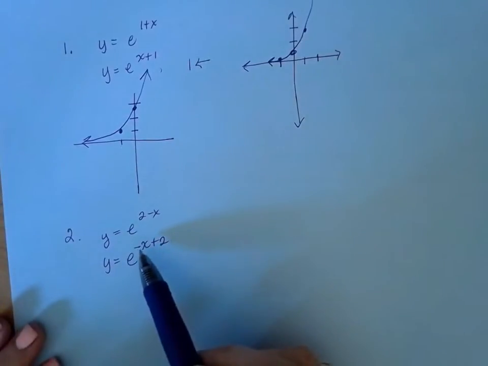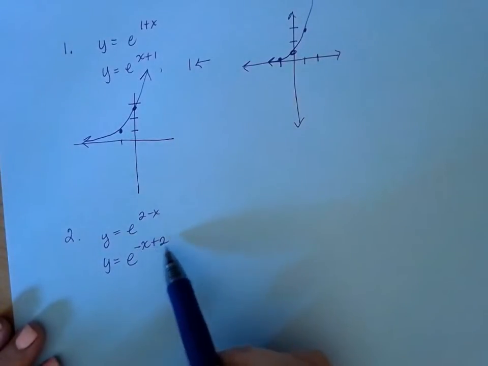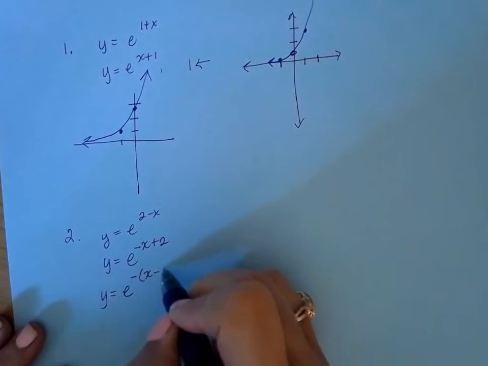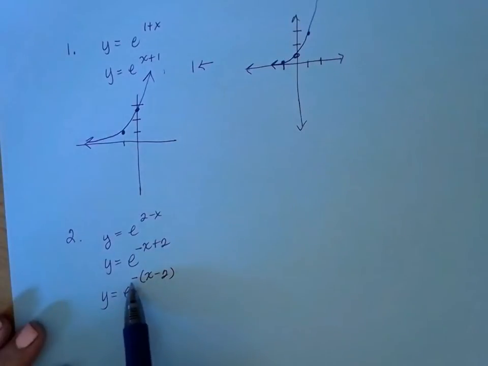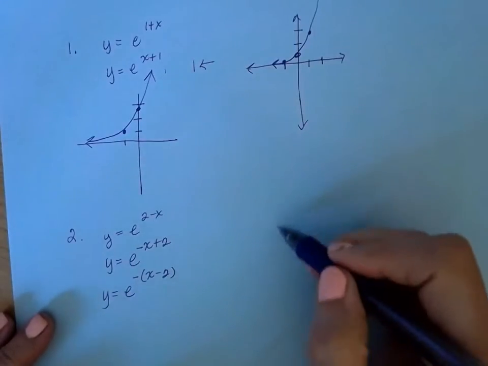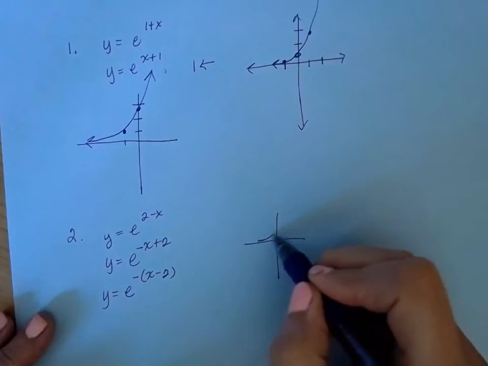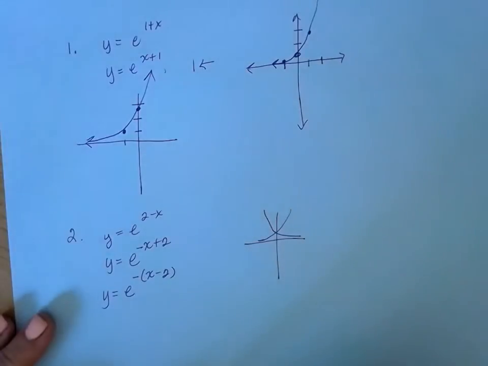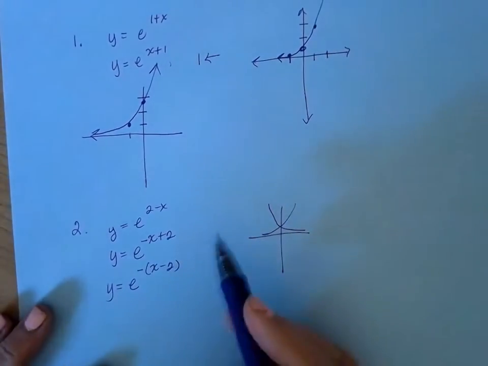And then I'm going to have to factor out the negative because it impacts the horizontal translation. So I'm going to say y is equal to e to the negative, and then I have x minus 2. So it's still a negative x, it's still a positive 2, but now I can see that I have a horizontal reflection and a horizontal shift 2 to the right. So horizontal reflection just means that originally if it looks like this, it will now look like this. It will change the direction of the graph. And then it's also going to shift it 2 to the right.